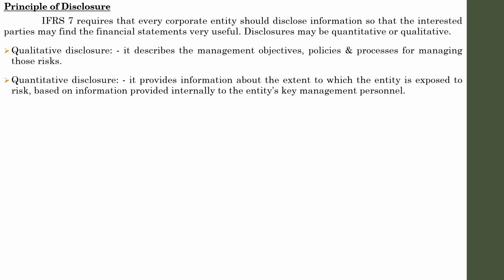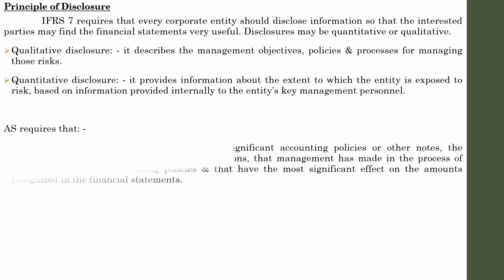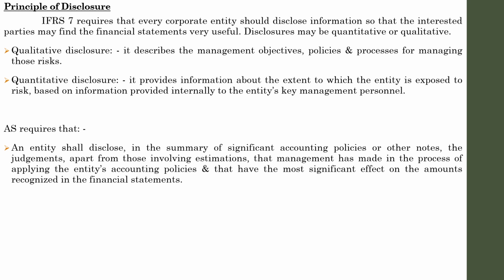And also, the accounting standard requires that the company following the standards should disclose information, and along with such information, it should make sure that the entity shall disclose in the summary of significant accounting policies or other notes the judgments, apart from those involving estimations, that management has made in the process of applying the entity's accounting policies and that have the most significant effect on the amounts recognized in the financial statement. I hope you didn't understand anything from that sentence.